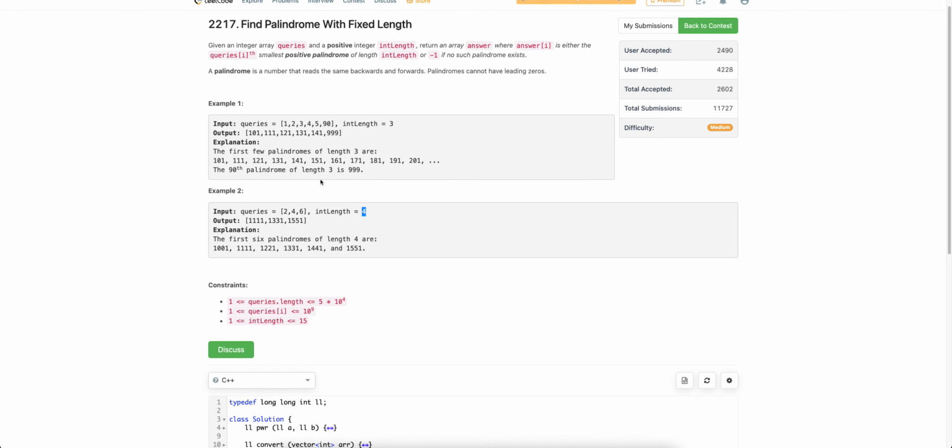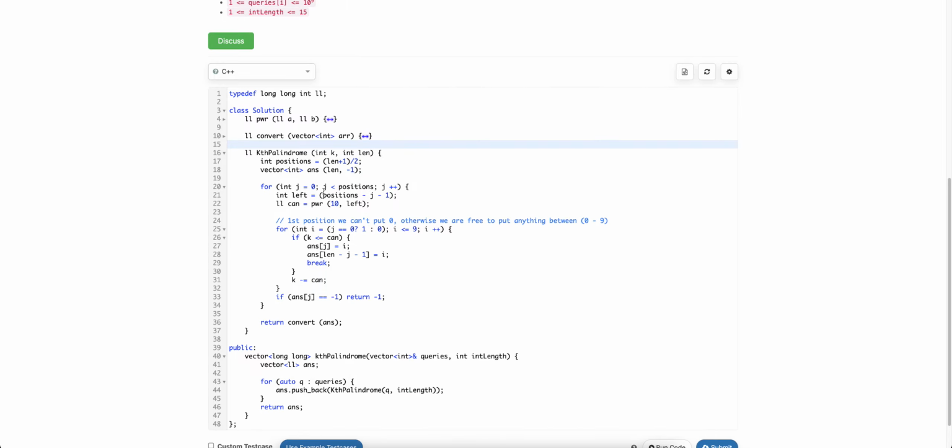Now let's look at the code. The code is simple, like we are just finding out the number of positions to be filled. So if you remember, for even there is exactly length by 2 number of positions to be filled, but for odd we are taking one more position, so that's why it is length plus 1 by 2, so that it will give us the number of positions to be filled. Now for each position we are determining how many positions are left on the right side.